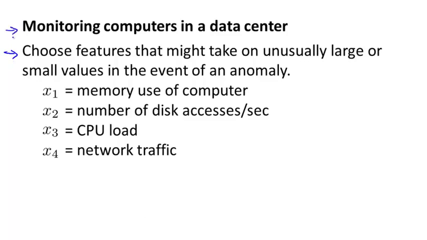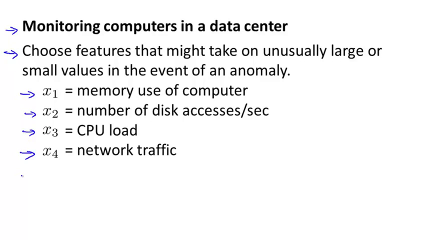So let's use our example again of monitoring the computers in a data center. With lots of machines, maybe thousands or tens of thousands of machines in a data center, we want to know if one of the machines, one of our computers, is acting up, doing something strange. So here are examples of features we might choose: maybe memory use, number of disk accesses, CPU load, network traffic.